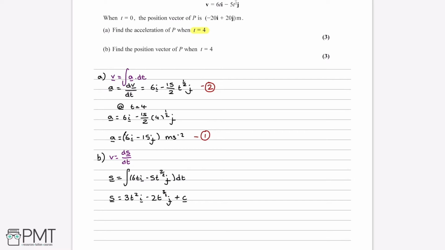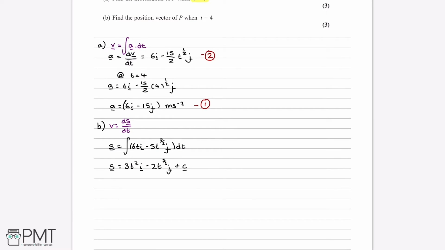If we go back to the question, we're told that when t is 0, the position vector is minus 20i plus 20j. Given that this is our expression for the position vector of P, we can substitute in t equals 0 to try and find c. So at t equals 0, we know that this whole expression should equal minus 20i plus 20j, because that's what we were told in the question. And because this term and this term are all multiplied by 0, we get that c is equal to minus 20i plus 20j.